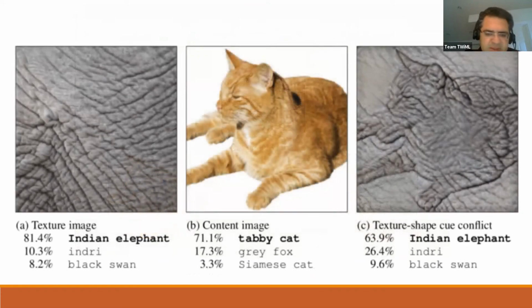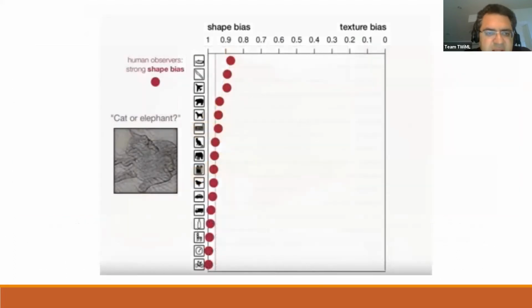So here's the first result from his work. When they take the original image, the texture image, the cat image, or the new modified image, you see the CNN is completely confused, right? It thinks it's an elephant. Okay. So they did this on thousands of images, pretty much every image in ImageNet.